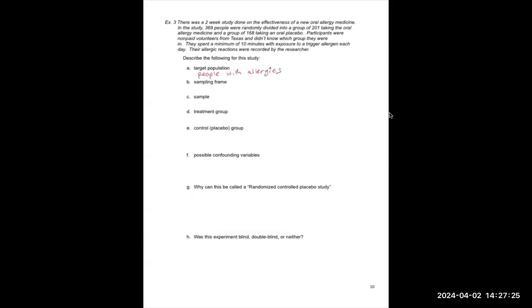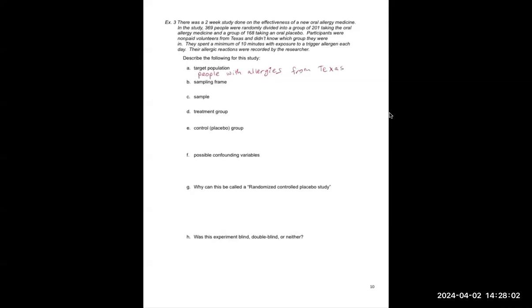And you might even add from Texas, depending on how exact they want you to be. And usually we want to be exact about our target population because we want to make sure to get people sampled from all the people that were the target population that we're talking about. And so probably I would say people with allergies from Texas, because all their volunteers are from Texas. And the allergy problems might be just a Texas thing. Or maybe this drug only works for the particular allergies that are affecting them in Texas.